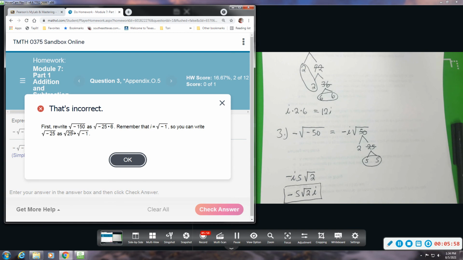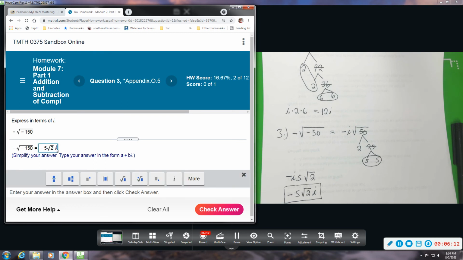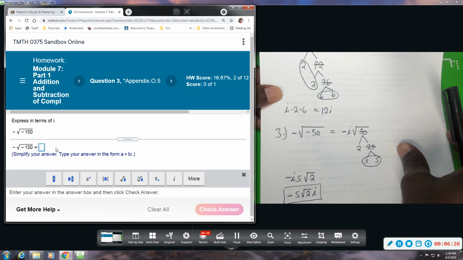Okay, it says that's incorrect. So let me see if they want multiple steps. They want to write it in a plus bi form. Okay, so I'm looking at 150 and not 50. So that's my mistake. I jotted down 50 and not 150. Okay. So let's try this again with the right number.